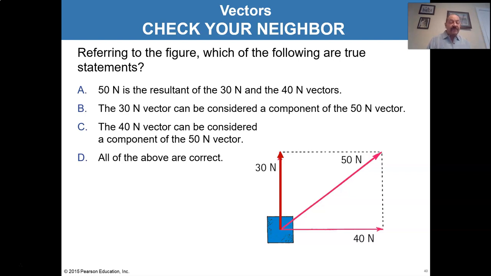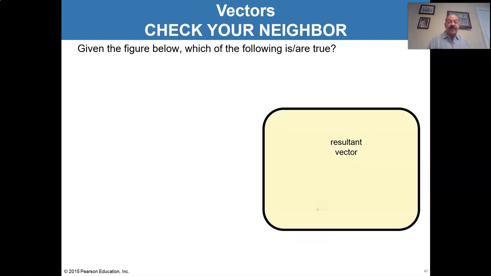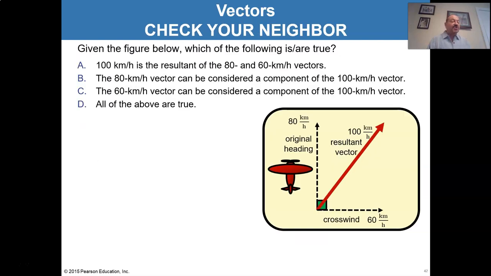All of the above. Well, I think we already know they're all of the above. The 30 and the 40 are components of the 50. They vectorially add up to become the 50 using Pythagorean theorem. You create the right triangle, and you can do the calculation and get 50. 30 squared plus 40 squared equals 50 squared. You've seen this one before too, but we're going to ask a different question on this one.